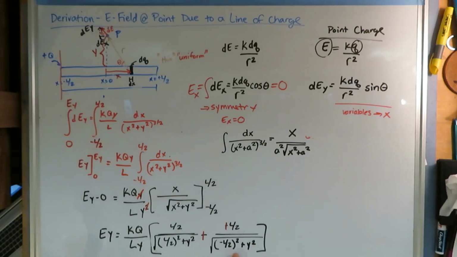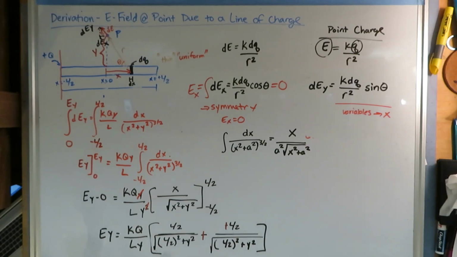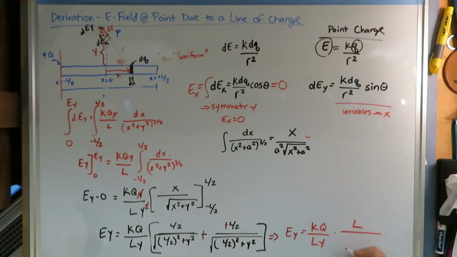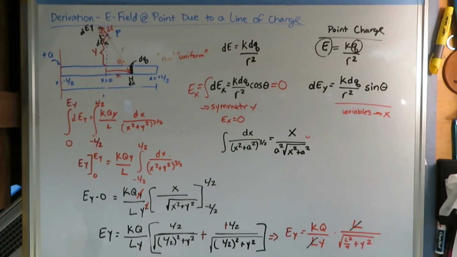Because the negative here is inside of the square, you're going to end up with the same L over 2 squared here. So the denominator in this case is going to be the same. So we're going to have L over 2 plus L over 2. So that's going to give us that E_y is equal to kq over Ly times L over the square root of L squared over 4 plus y squared. And then actually L cancels out here.